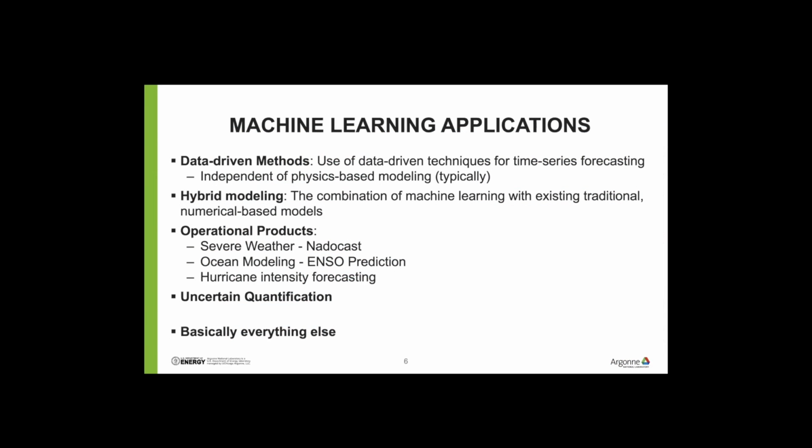There's been a lot of other machine learning applications, not just pure weather prediction, such as the time series of the weather. These have traditionally been dubbed data-driven methods. This is kind of the 2 camps that have evolved. These are completely independent of the physics-based models, while there have been hybrid models that combine machine learning with existing models to improve them. There have been operational products.